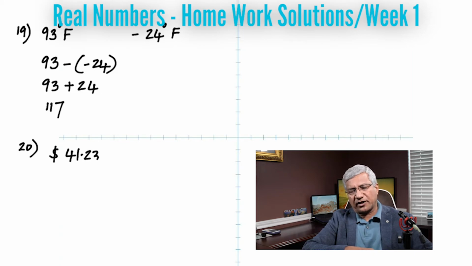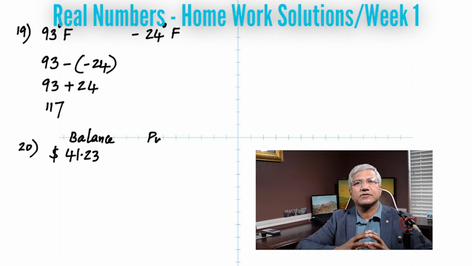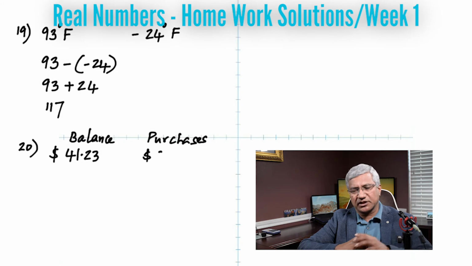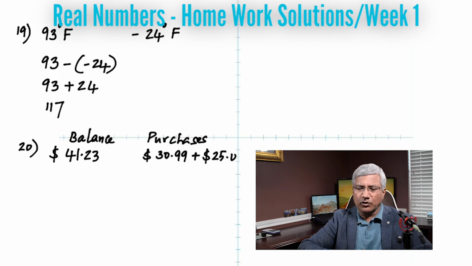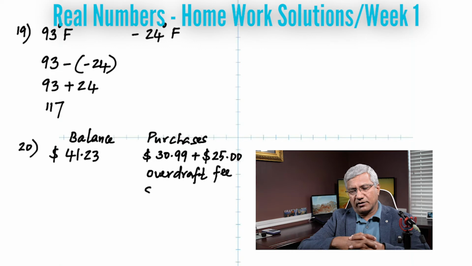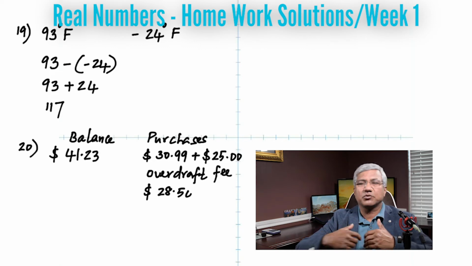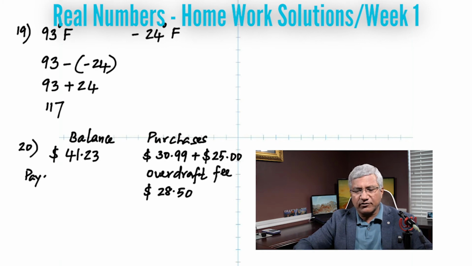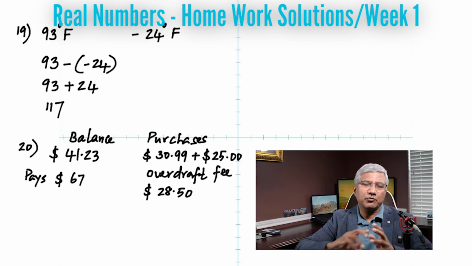And then you have another word problem where the balance amount in your bank is $41.23 and you make two purchases, one for $30.99, the other for $25.00, and then the bank charges an overdraft fee, which is actually like a purchase, because you're losing money, which is $28.50, and then you pay the bank $67.91. And the question is, what is the final balance?